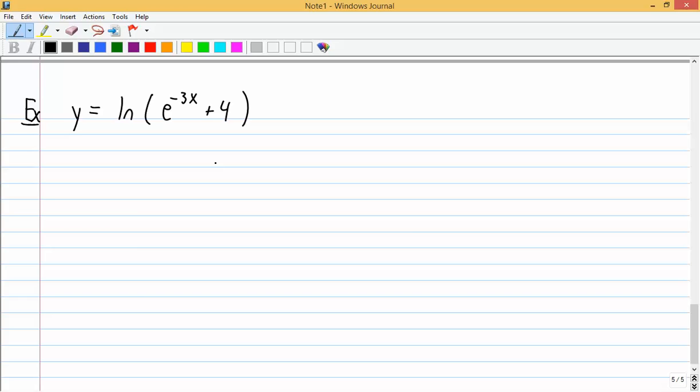So to find this derivative, I'm going to need to know my rules for taking the derivative of natural logarithms. And I'm also going to have to know how to find the derivative of an exponential function, because my u here is e to the negative 3x plus 4. So my du then would be negative 3 e to the negative 3x, and then the derivative of the plus 4 is just 0.